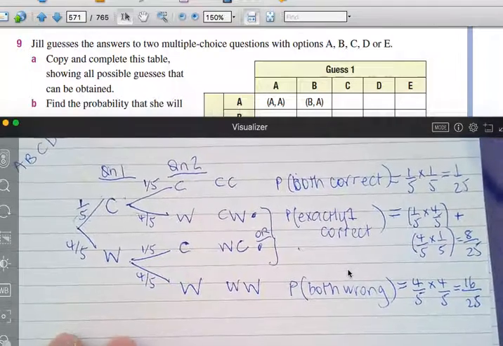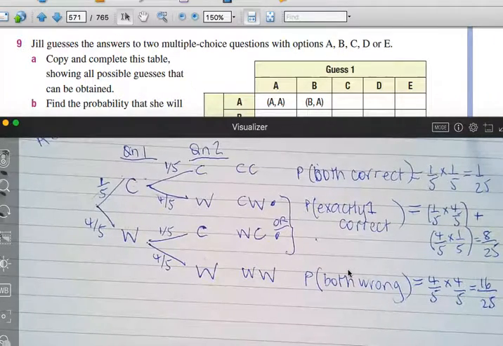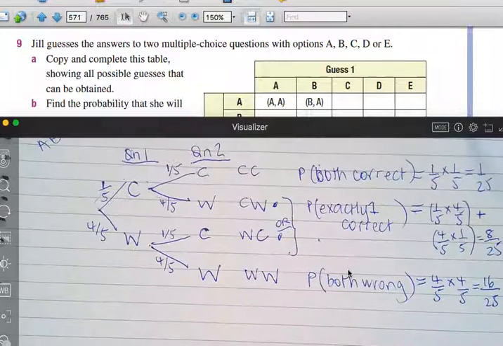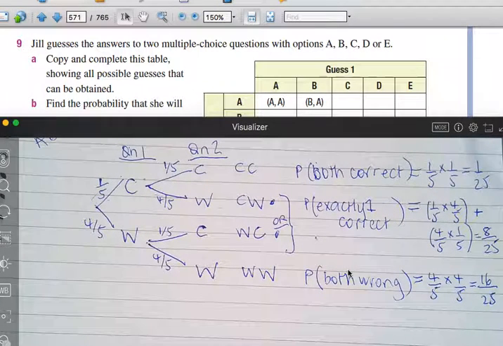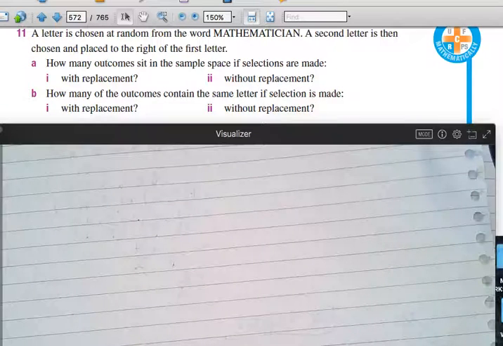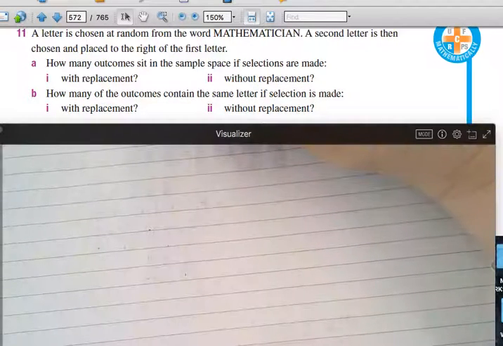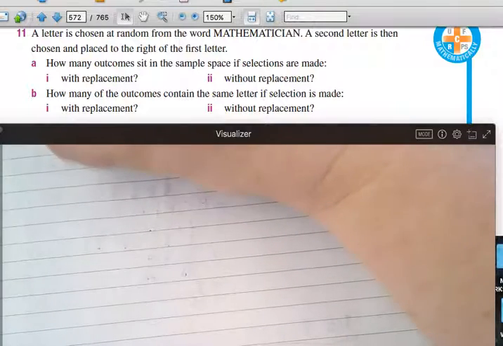And that's what we'll be doing next lesson. For a couple of lessons, tree diagrams. Now, tree diagrams, once you know how to draw them and write them on, they're easy. So we'll be doing that from next lesson. Exercise 9D, question 11. Let's go.